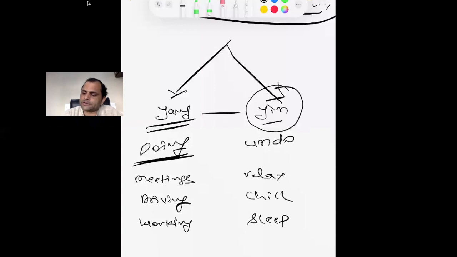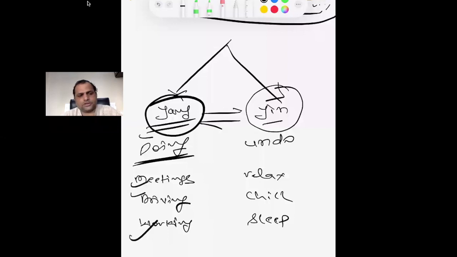Both are interdependent. Why? Because if you are not doing anything, then you will become lazy. So doing, driving, working in the office, meetings, all are important. On the other hand, if we talk about yin, relaxation is also important, chilling yourself, sleeping soundly and properly is also important. So yang and yin are both always there. Without yang or without yin, we cannot make a complete circuit.